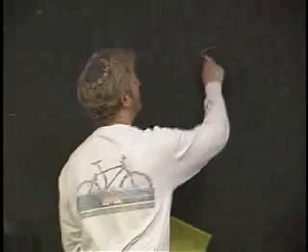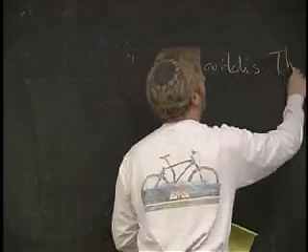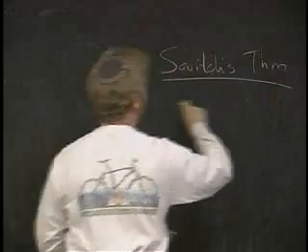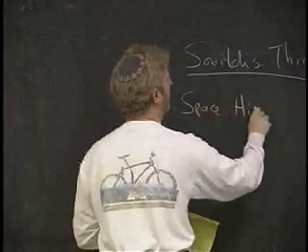One is this thing called Savitch's theorem, and one is something called space hierarchy.